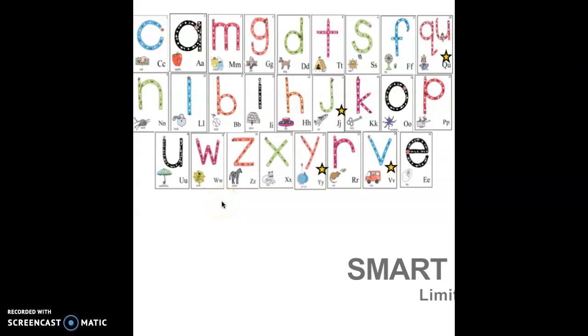So today we are going to practice our sounds, and I added two more new sounds from last week, the vowel teams. So I want you to put your fingers up and trace along with me. C, cat, k. A, apple, a. M, mask, m.